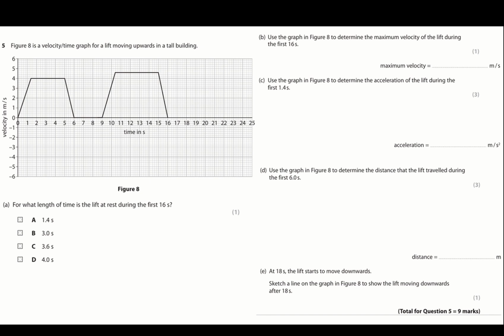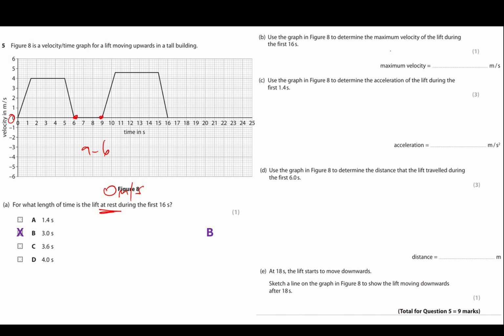Okay, so it says, for what length of time is the lift at rest? So I'm looking for 0 meters per second. So there's 0 meters per second. And we can see it's at 0 between 6 and 9. So 9 take away 6 is 3 seconds.